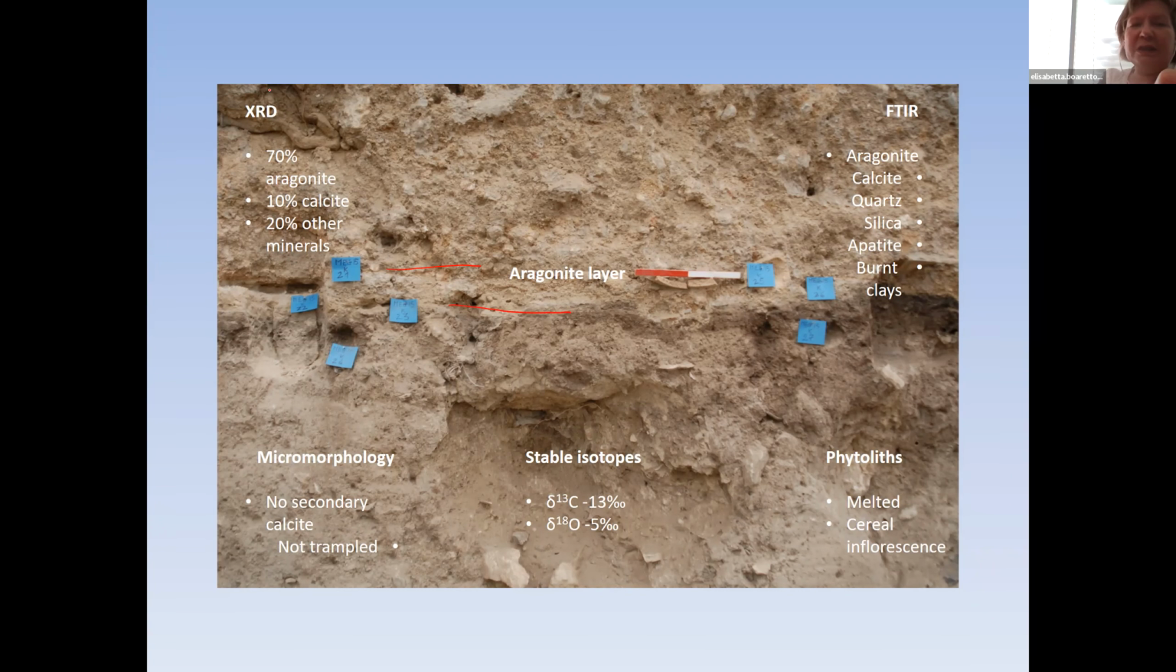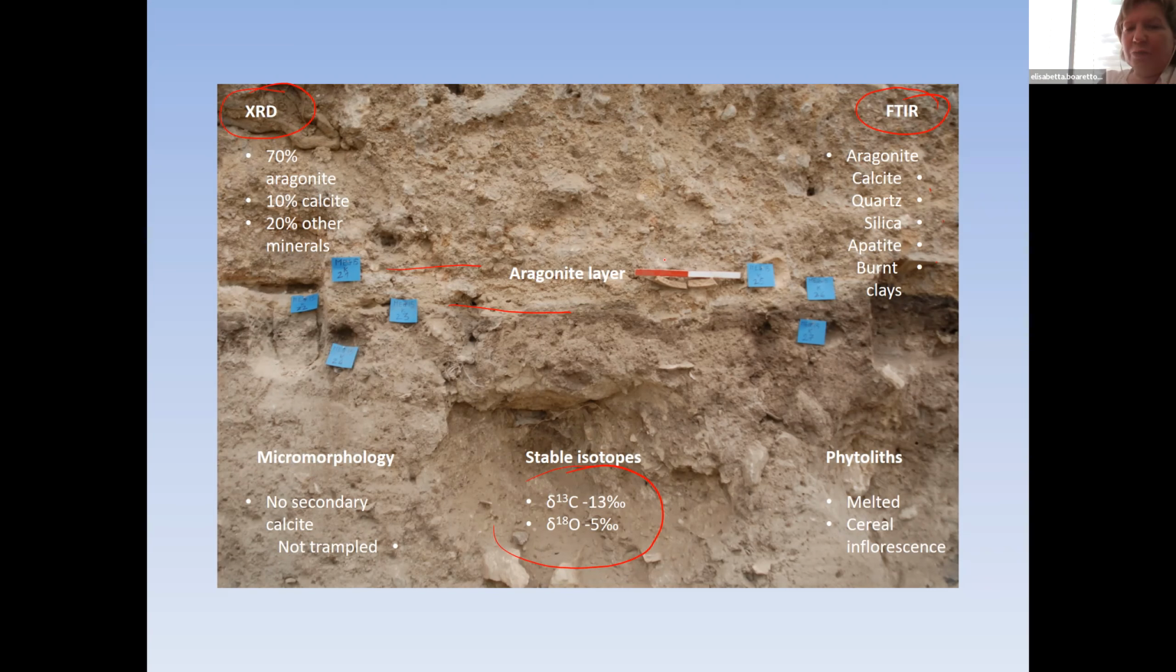You can use XRD and you identify aragonite, calcite, and the other minerals. You can use the stable isotopes to identify the aragonite. You can use FTIR, the Fourier transform infrared spectroscopy, which is a method that we use in the field to identify the different minerals in the layers and in a way also the percentage. And the other proxies like phytoliths, you can use a microscope to check the composition, not only mineral composition, but also what else is in this layer.